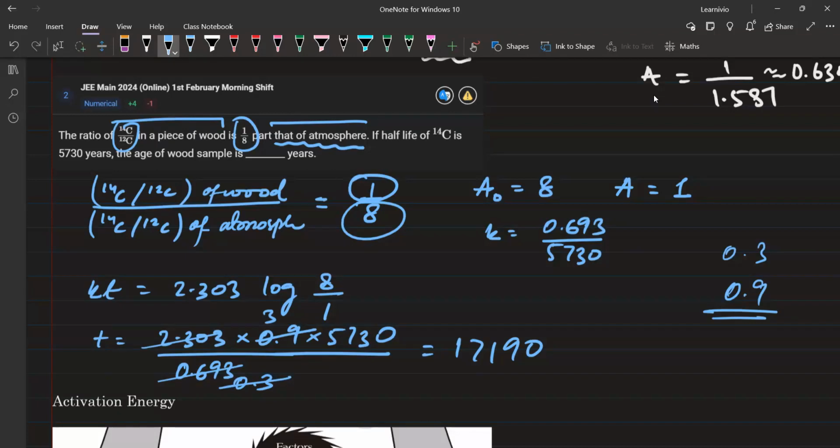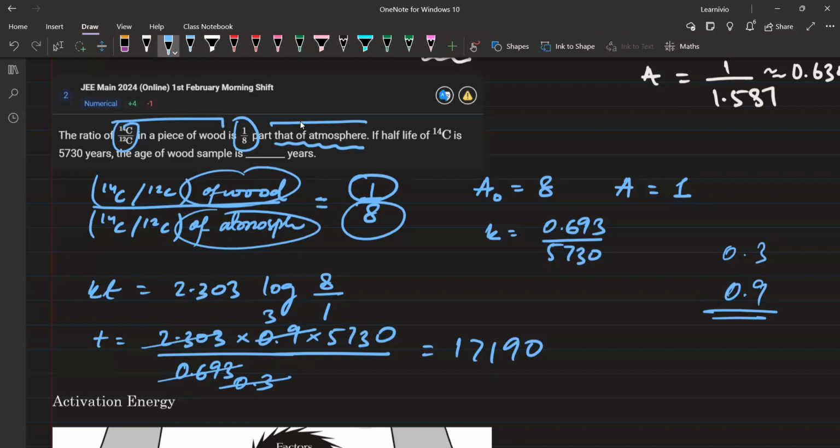Sir, could you just explain the starting part, like how did we get A0 as 8 and A as 1? Carbon 12 does not disintegrate. That means its nucleus is not radioactive. Make sense? Yes, sir. So the carbon 12 in the wood and the carbon 12 in the atmosphere will be the same. Correct? Yes, sir.